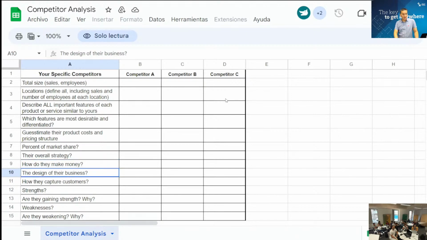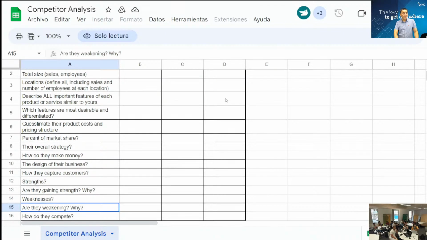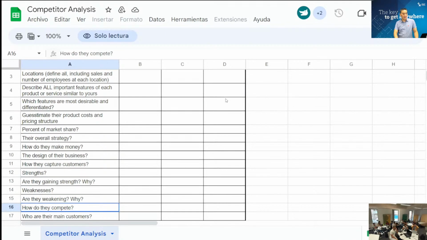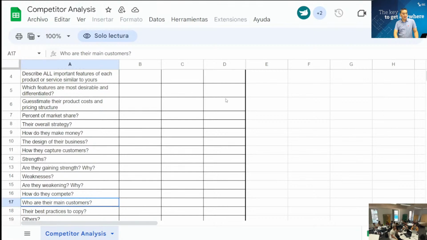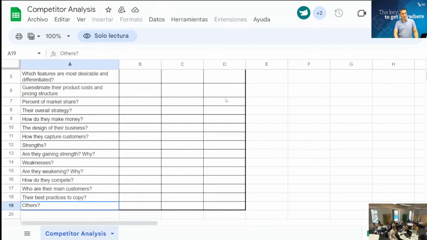The design of the business, how they capture customers, the strengths: are they gaining strength and why? Weaknesses: are they weakening and why? How do they compete? Who are their main customers, their best practices to copy, and others? Okay, so this table, through questions, will make you think about the competitors, so then you know where you are standing in your industry or in your business.